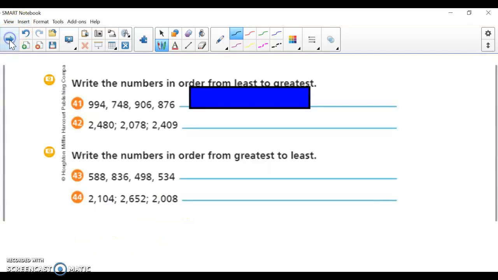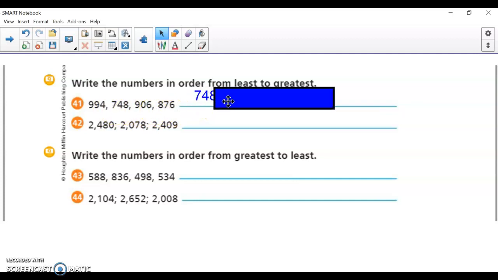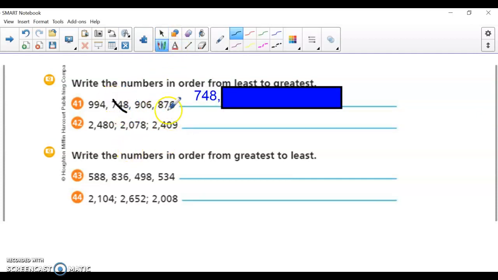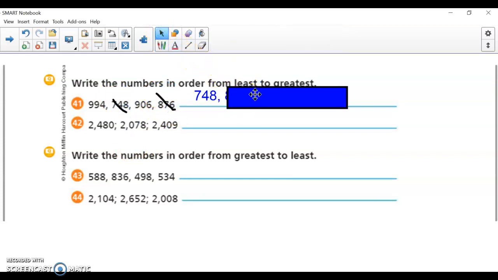Okay. And then now you're doing the exact same thing, but you're just doing it without the number line. So we want to write the numbers in order from least to greatest. Least means smallest. And so the way I would do this one is I would say, okay, well, I have 994, 748, 906, 876. Well, this one has to be my smallest because it's the only one in the 700s. All the others are larger. I can cross that one off. Oh, I can also cross this one off. I know this is next because the other 2 are bigger. They're over 900. And so I can move that over.